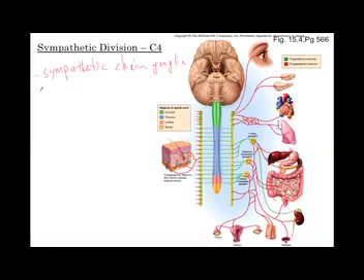It goes up and down the spinal cord. There's also three other ganglia called collateral ganglia, and these are found in the abdominal cavity. I don't want you to know the names of them. That's not important to me. But I want you to know that there are other ganglia besides the sympathetic chain ganglia where these fibers can synapse.